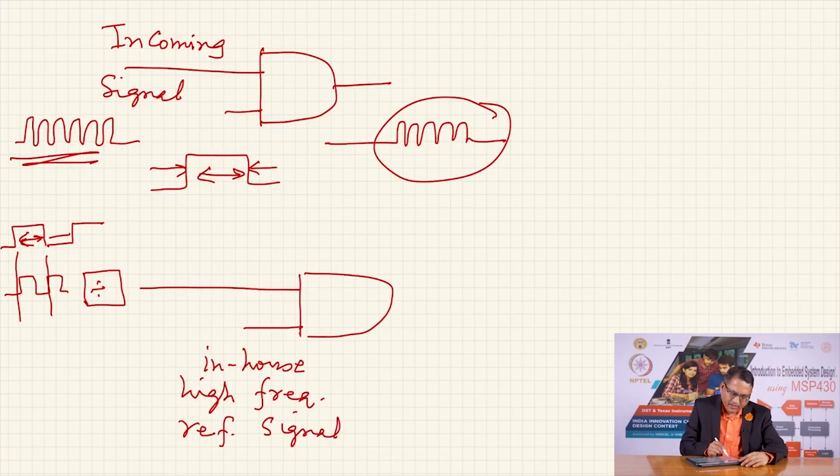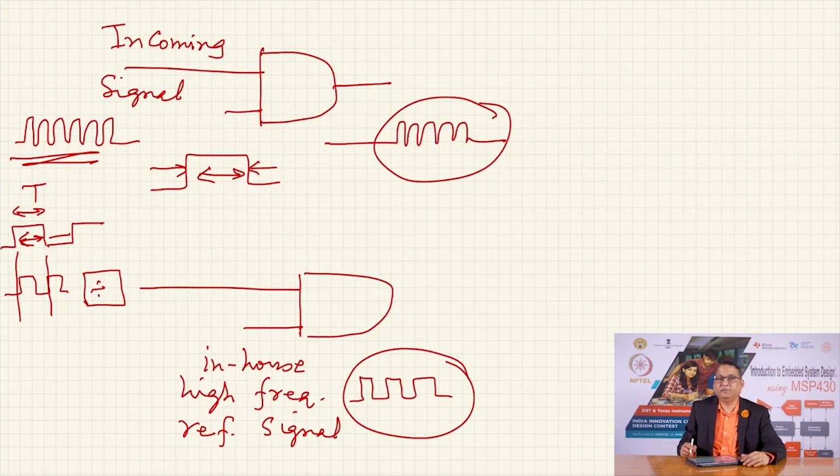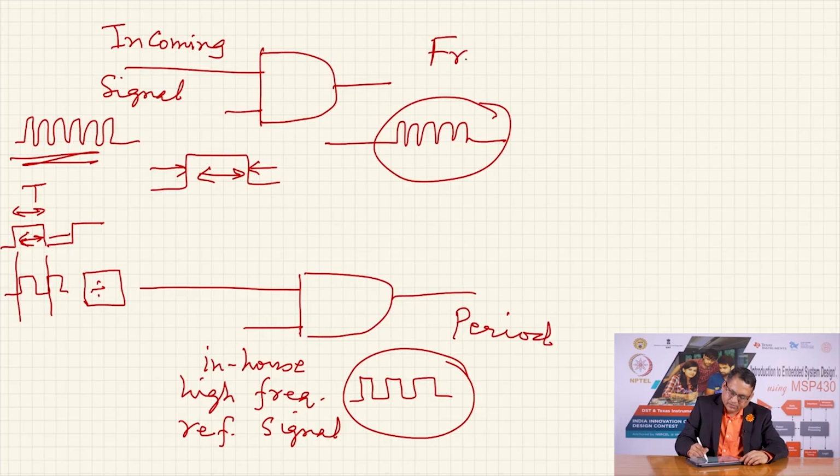Now, what will happen? I do not know this period, this is some value t, but I know the frequency of this, which is being generated internally. So, if I count how many pulses I have accumulated in this time period, I can estimate the value of this t. So, this is the period measurement and this is the frequency measurement. We have already seen the period measurement earlier.